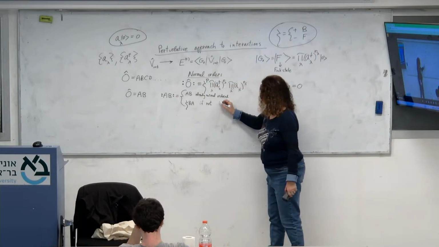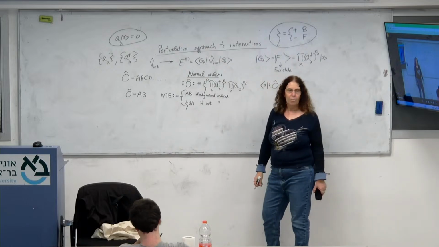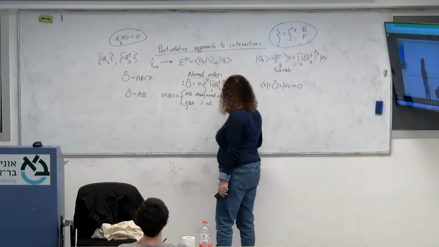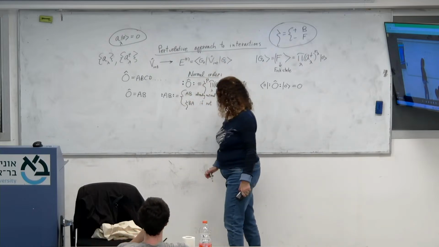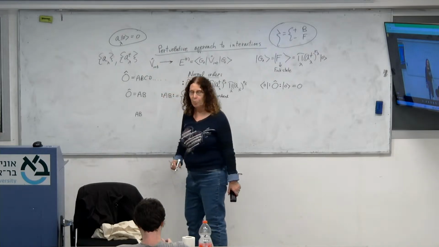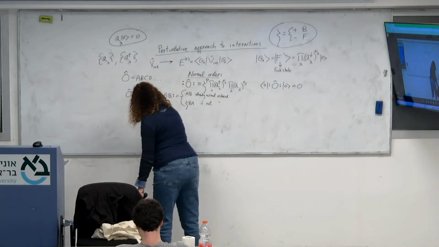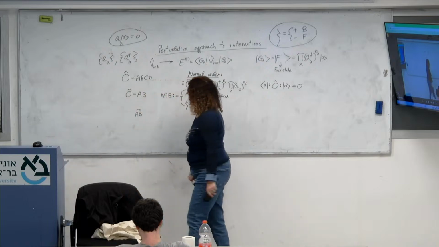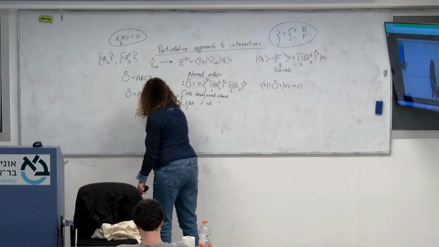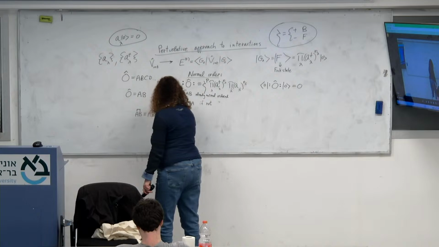Okay, if not, no. Only two possibilities. Now let's go further with this. I now want to define the following object. I take the A and B and I put such a sign on them. And here is the definition: it's AB minus its normal order.